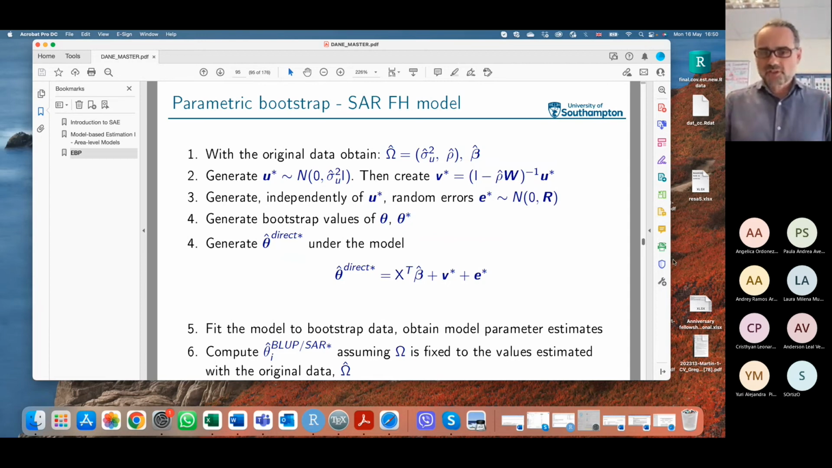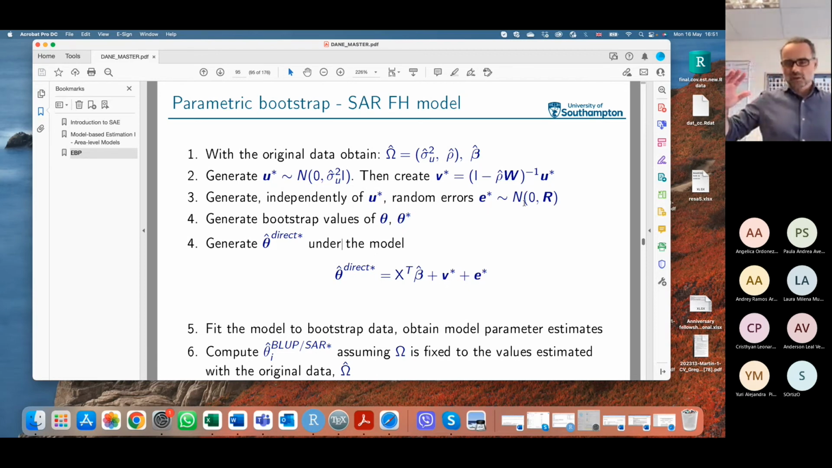So now the third step, independently of u star, is to generate a set of bootstrap sampling errors, e star, according to a normal distribution with mean zero and variance R. This R matrix, remember, is a diagonal matrix. In the diagonal, you have the sampling variances for the different areas. Once you have v star and e star, you can generate bootstrap values of theta, denoted by theta star, and also generate values of the direct estimates in the bootstrap world by using the model. So theta hat direct is nothing more than x beta hat plus the v star that has been generated in step 2 plus the e star that has been generated in step 3.